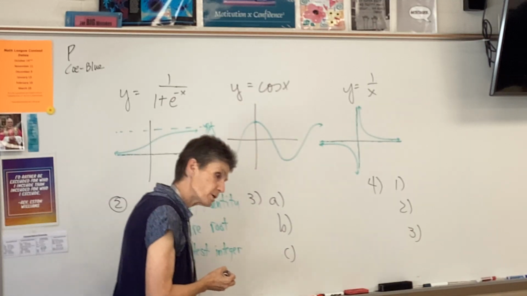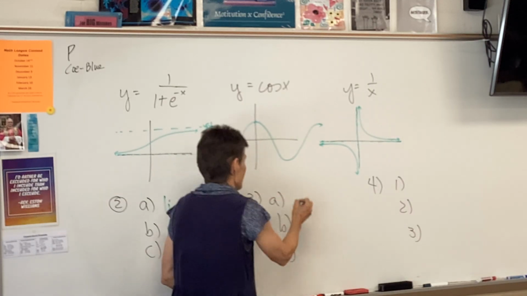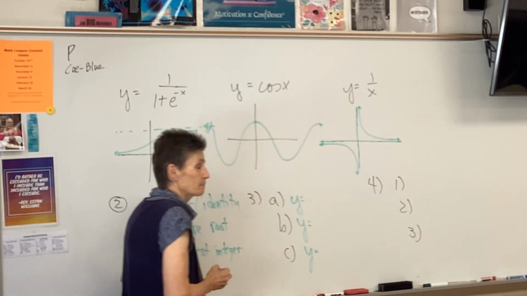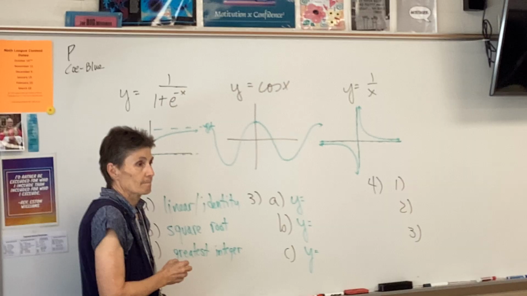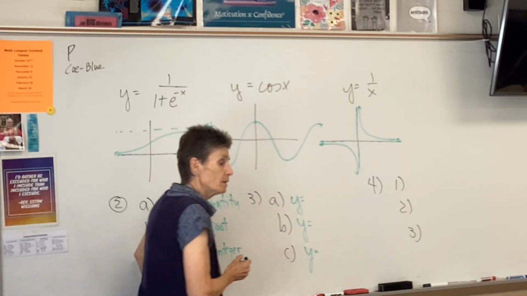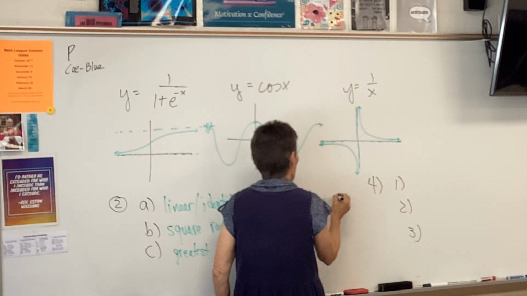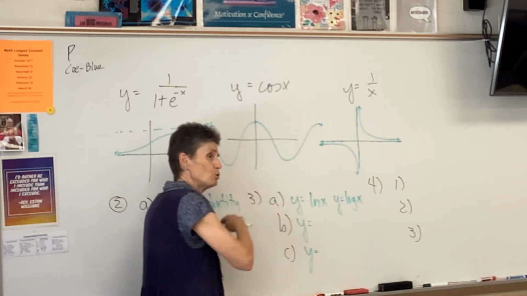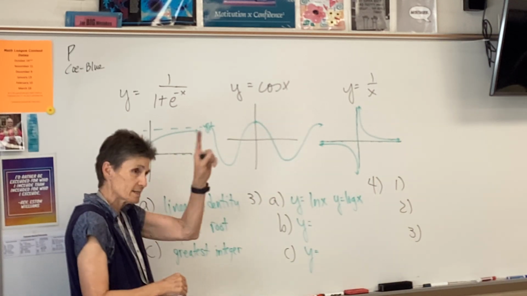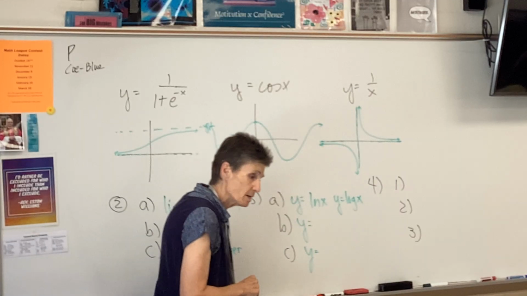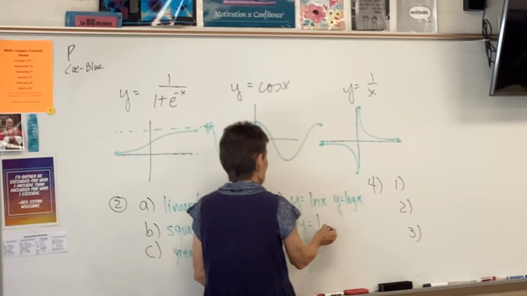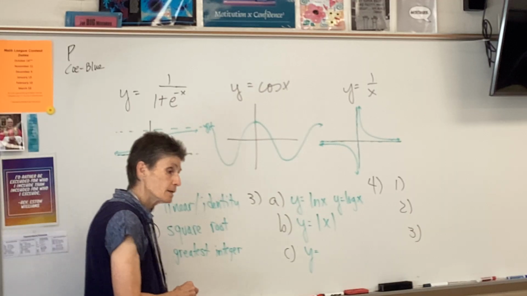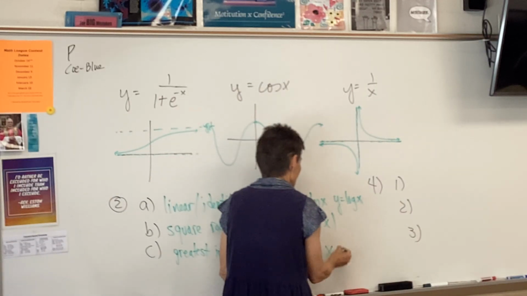All right, then number 3, we're going to write the equations. So these are all going to be y equals. ln x. Y equals log x, or ln x, either one. I'm writing down 2 for some of these. You don't have to. 1 is enough for all of them. Then you've got absolute value, and then you have x cubed.